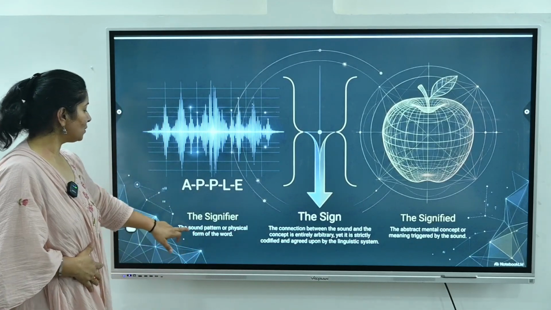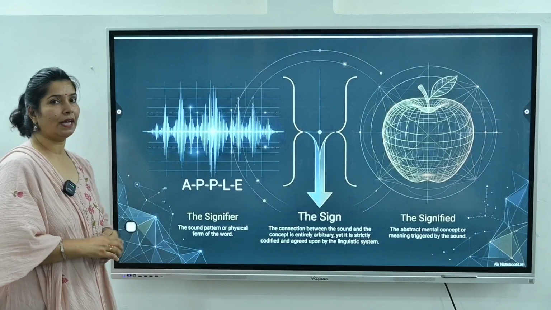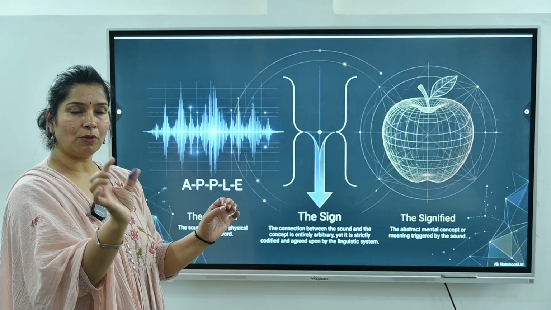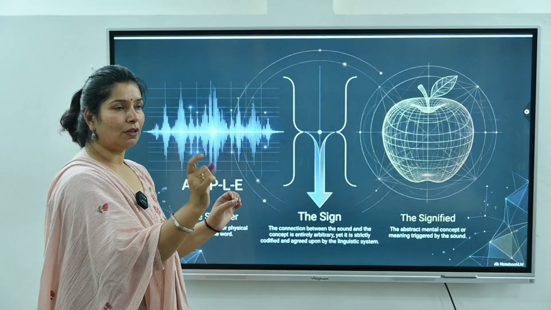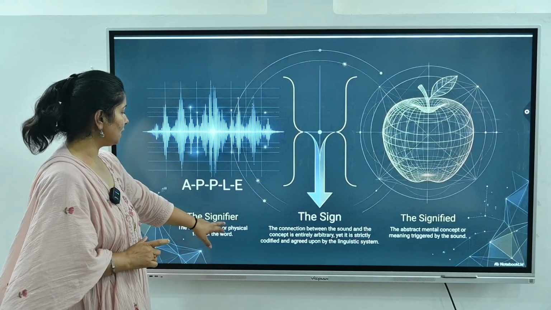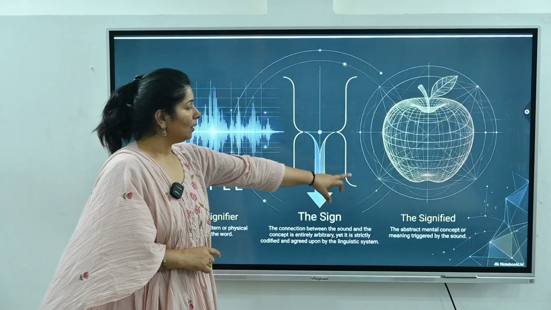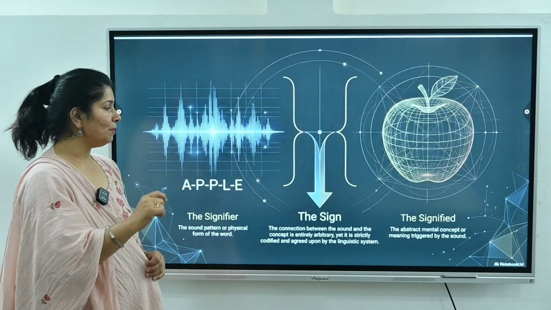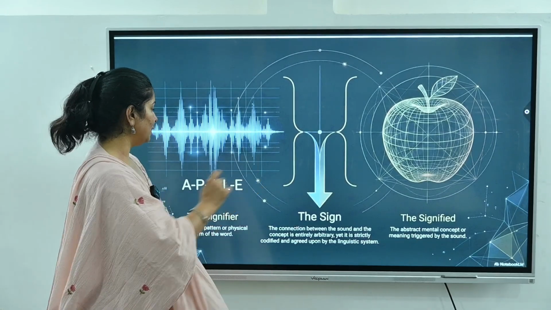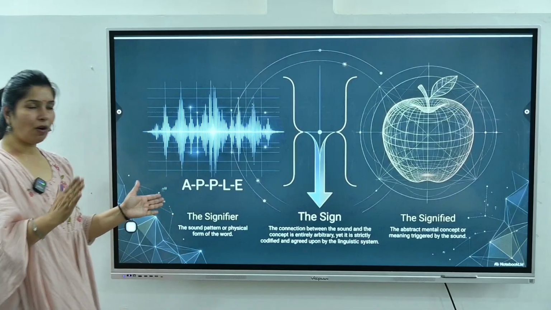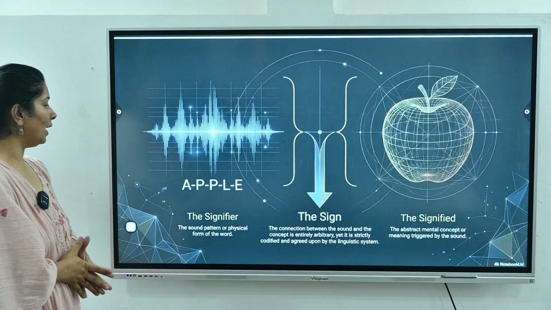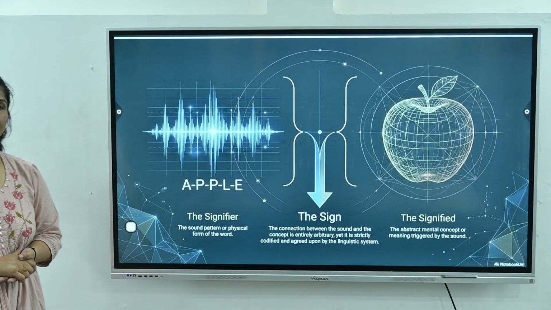The signifier is the sound pattern or physical form of a word. Any image has a word, a particular sound pattern or word formation for that image. That is called the signifier, like apple. And the meaning, the abstract mental concept triggered by this sound, by this word, by this image, is called the signified. The connection between the sound and the concept is entirely arbitrary, yet it is strictly codified and agreed upon by the linguistic systems.